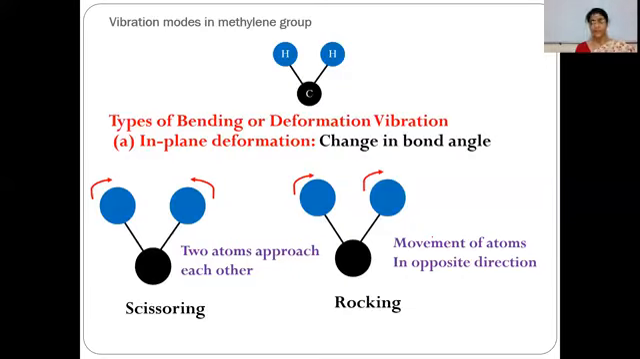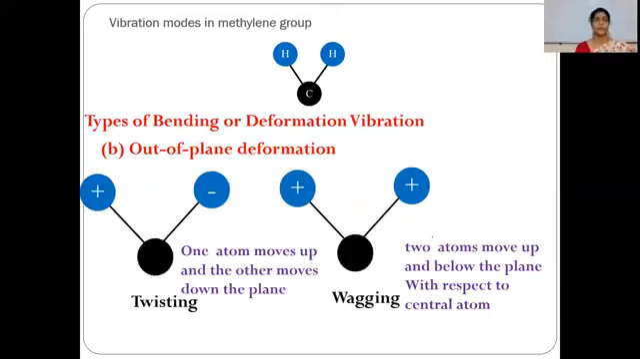In rocking vibration, there is no change in the internuclear distance. Both the atoms move in the same direction. Movement of atoms in the same direction, in the same plane, without changing the internuclear distance, is known as rocking. Both the vibrations are in plane deformation or in plane bending vibrations.